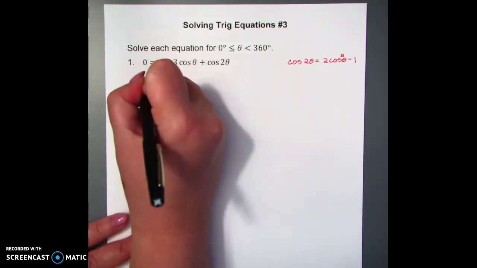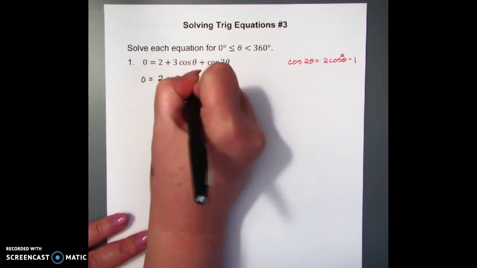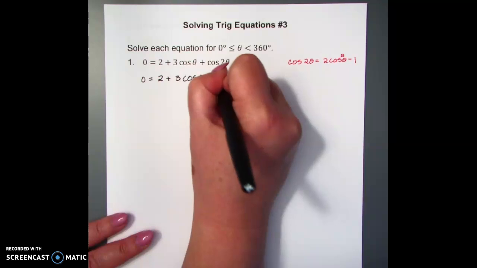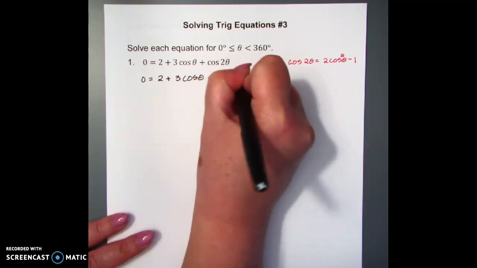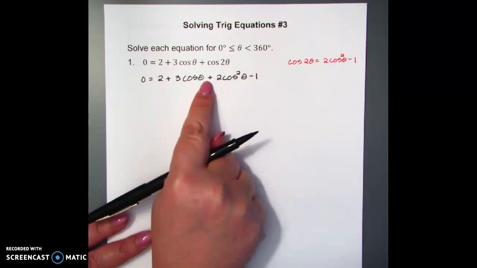So I'm going to substitute that in here. So we have 0 is equal to 2 plus 3 cosine theta. And then we have plus, and then that becomes 2 cosine squared of theta minus 1. If there was anything other than just a plus in front of that, I would have put parentheses so that you either distribute the sign or distribute the number that's in front.